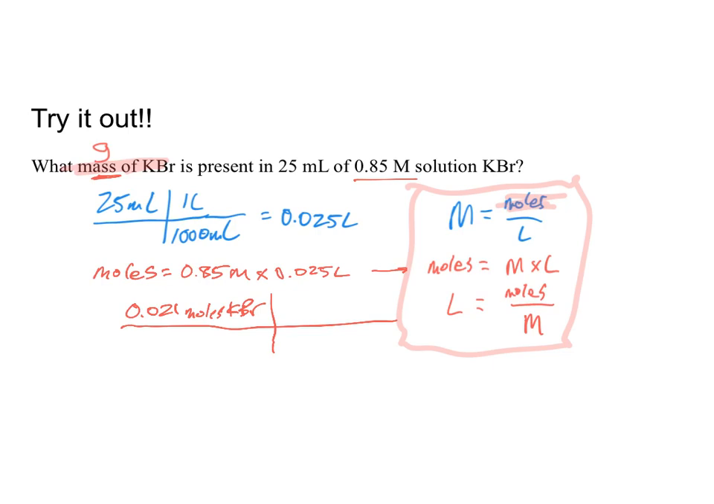1 mole of KBr. We look on the periodic table and we see that if I add a potassium and a bromine, I get 119 grams of KBr. So now I'm going to take 0.021 times 119 divided by 1, multiplying the top and dividing by the bottom, and I get 2.5 grams of KBr, which would be our final answer.